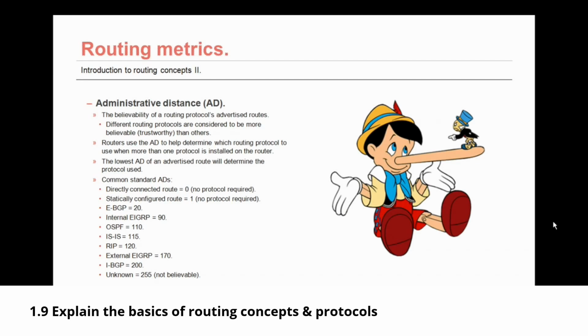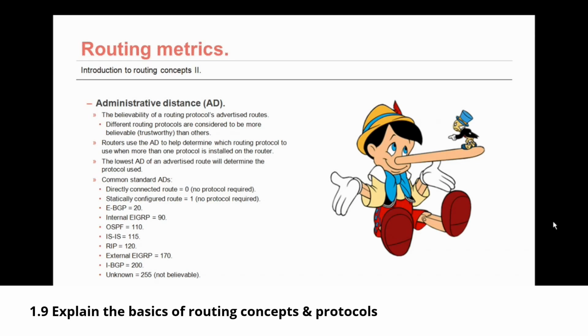There are some common standard administrative distances. First up is the directly connected route. That's a direct link between two routers. That has an AD of 0, and it is the most believable or trustworthy of routes. Next is the statically configured route. It has an AD of 1. External border gateway protocol has an AD of 20. It's still fairly trustworthy. Internal EIGRP has an AD of 90.